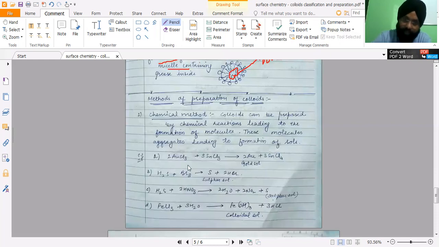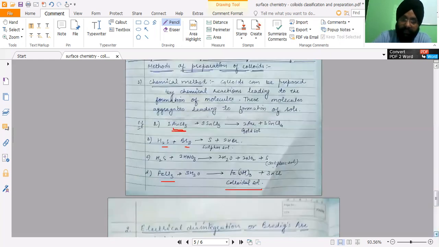Simple. So here is the first method: reduction of gold compound. AuCl3 plus stannous chloride gives gold sol. Like here, H2S plus Br2 gives sulfur sol. Hydrolysis of ferric chloride also gives a colloidal sol of ferric hydroxide.